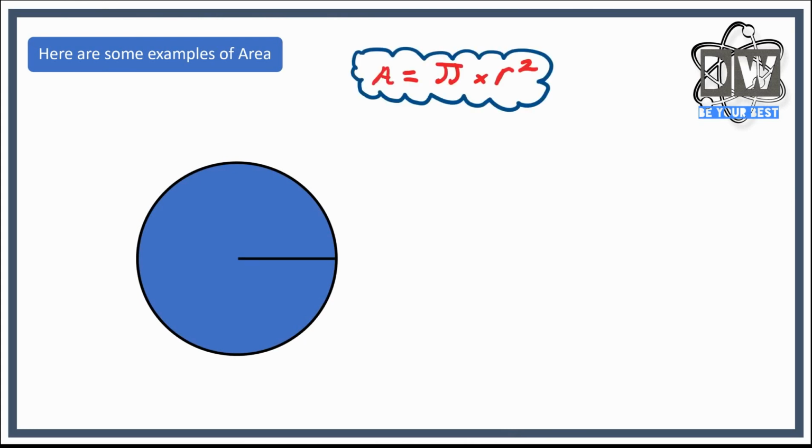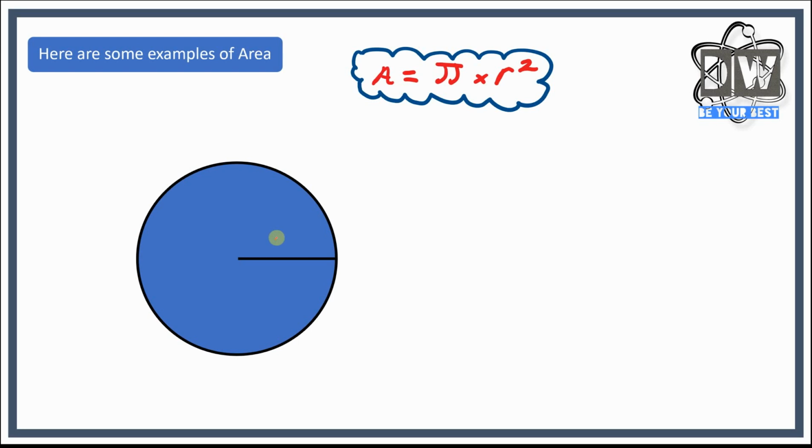Area equals pi times r squared. For those that don't know, r is the radius, and it's the distance between the midpoint of the circle and the outside of the circle. Very, very simple. Okay, so on this one, I'll do a little example.